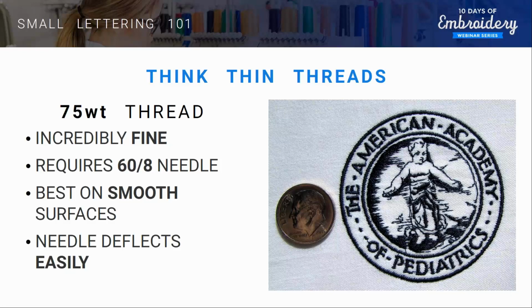So is there 75 weight thread out there in the world? Yes, it is. You can go even smaller than the 60 weight, and you can do incredible things with it, but it's not something that I would necessarily put into production for everything. Say this is for the American Academy of Pediatrics, and as you can see, we've got some sub 3 millimeter satin stitch lettering going on here.